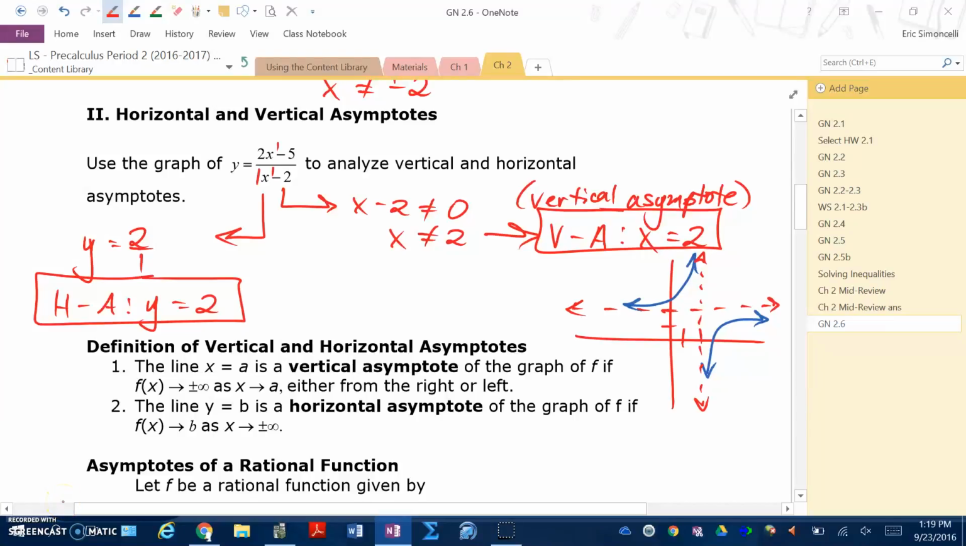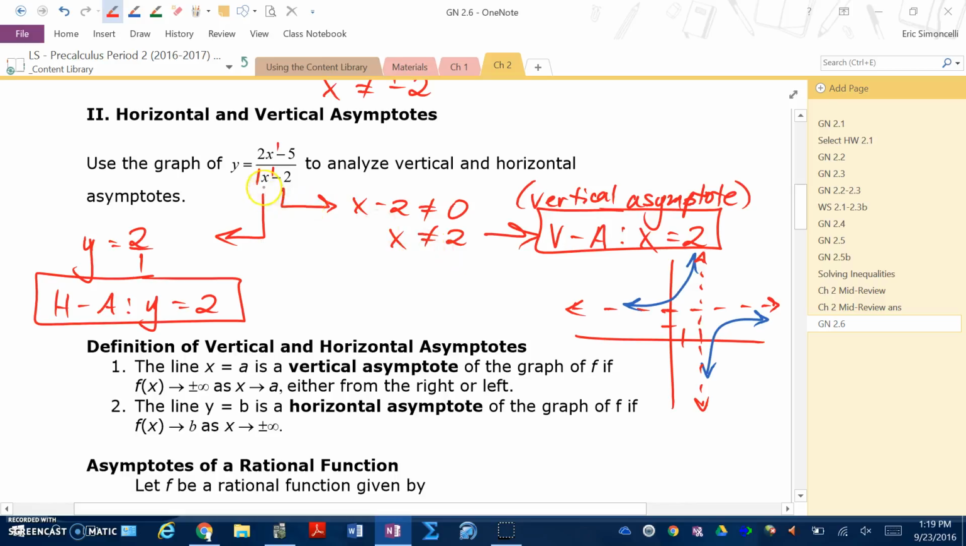Okay, class, we're going to continue our work on section 2.6, rational functions and asymptotes. We left off graphing the function y equals (2x minus 5) over (x minus 2). And what we ended up seeing here was a hyperbola, the graph of a hyperbola, in which you see a vertical asymptote at x equals 2, because again we cannot ever divide by 0.